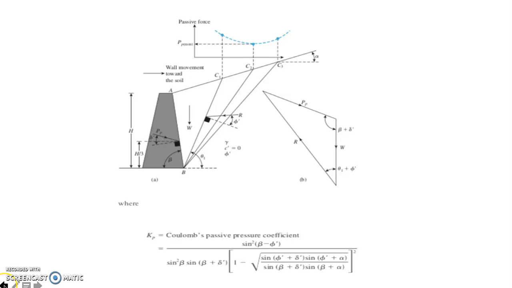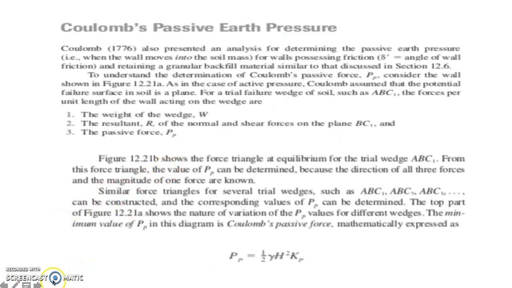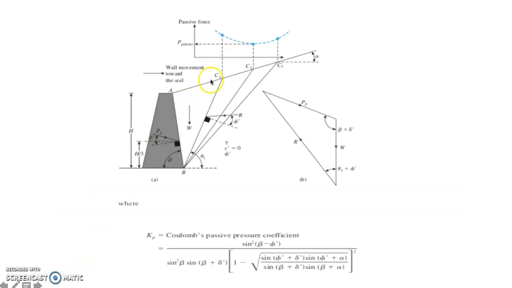This is the illustration for the analysis of the Coulomb passive earth pressure. Basically, on our failure wedge, this is our failure wedge A, B, C sub prime. The forces that are acting are the weight, the resultant force due to the normal force and the shear forces, and of course your passive force. Based on the forces acting on the failure wedge, you can draw your force polygon. So you have P sub P, W, and R.